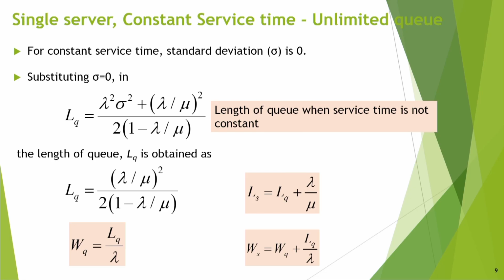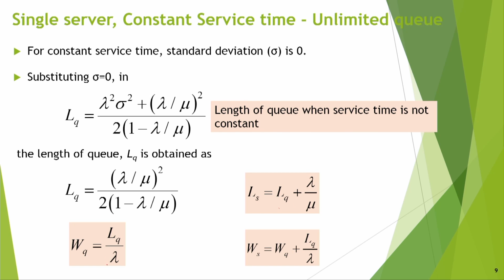In the same formula, LQ is equal to this much, the length of the queue when service time is not constant. Suppose you put sigma is equal to 0, then you get LQ is equal to lambda by mu whole square divided by 2 into 1 minus lambda by mu, and LS is equal to, of course, LQ plus lambda by mu.